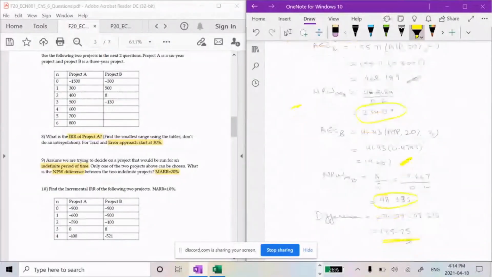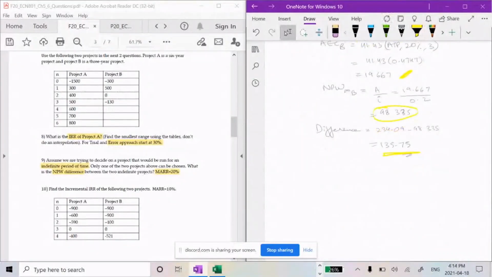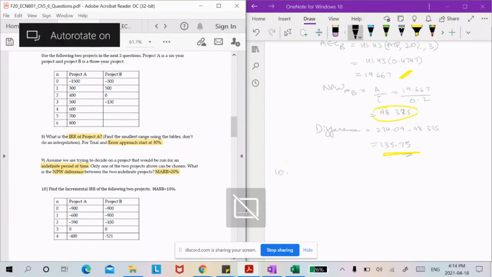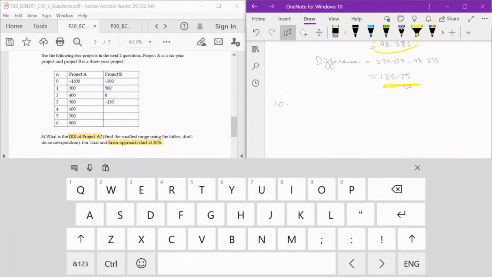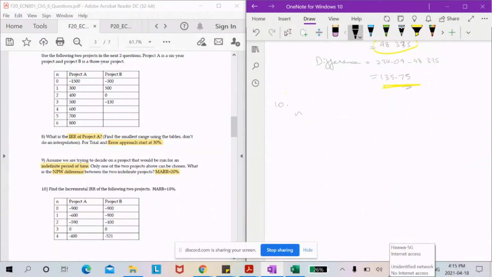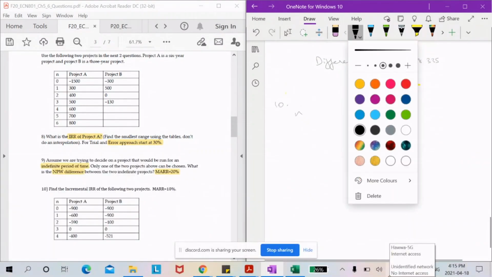All right. Cool. Fine. I think this will be the last question for this chapter, and then we'll do chapter 11. Number 10. All right. What is this asking us? The incremental IRR. Okay, this is simple. So what we need to do for this one is, let me just write these tables down.